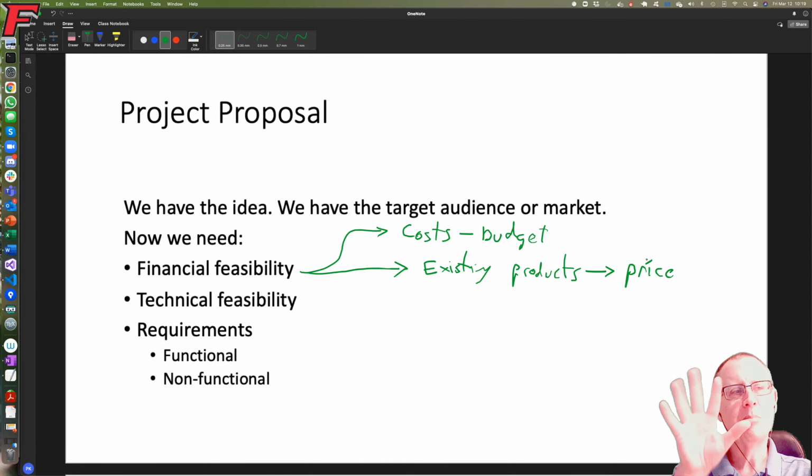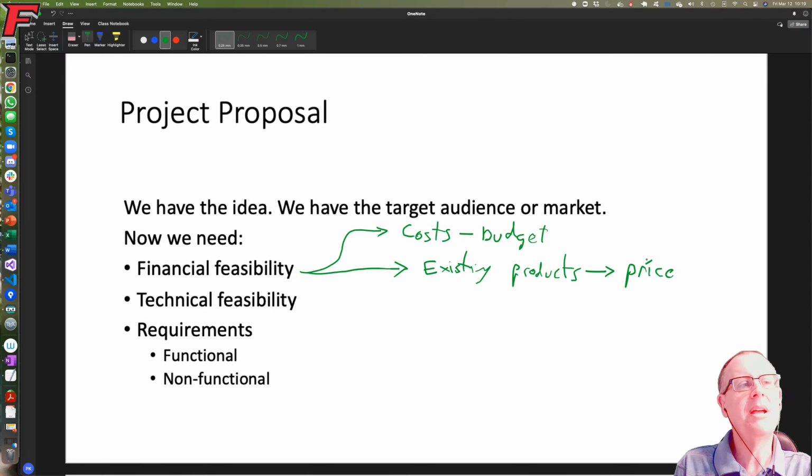So you can compare your idea with maybe not the same product, maybe it's not available directly, but you can compare it with some other things.